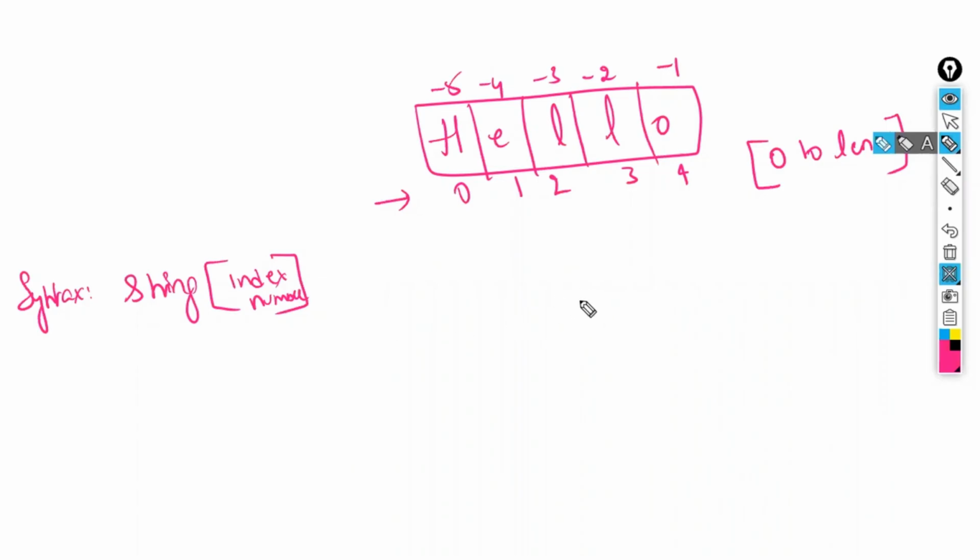Now here, in the syntax for the string, for example, I'm asking s of 0. First it will extract what is inside s. This s is the variable name. This is not the string.